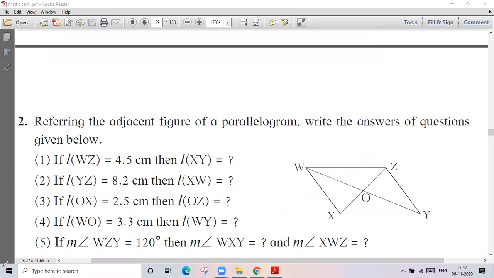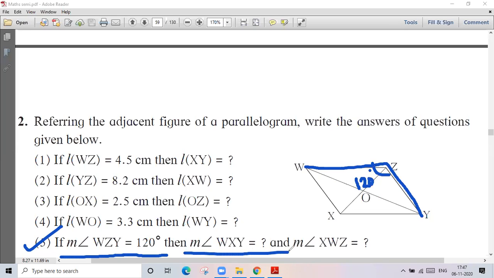Last question of this second one. If angle WZY is equal to 120, then we need to find out angle WXY, and angle XWY. So we need to find out two angles here.